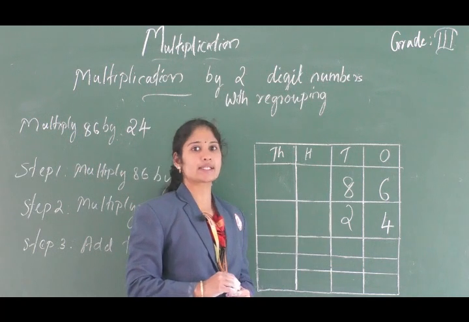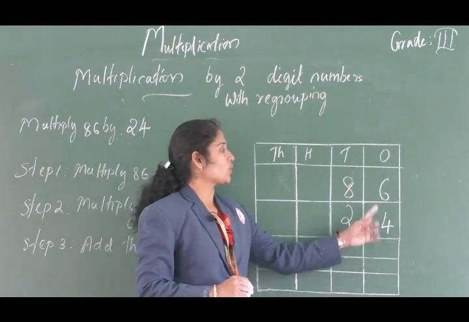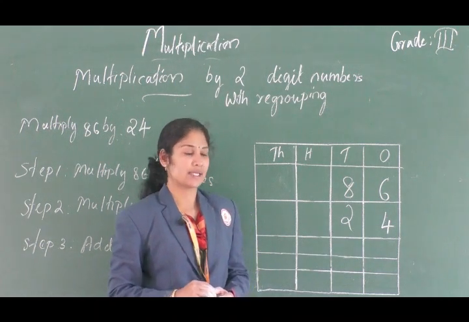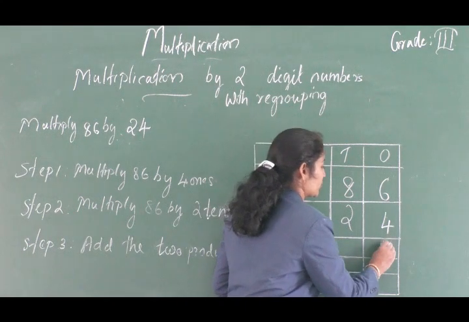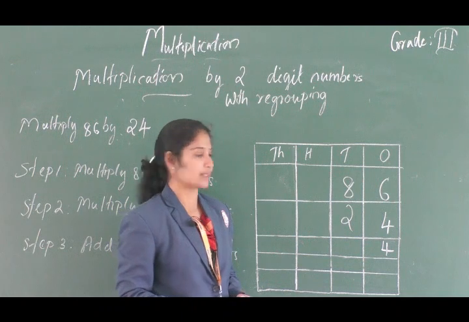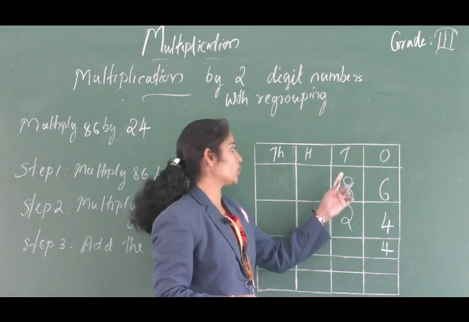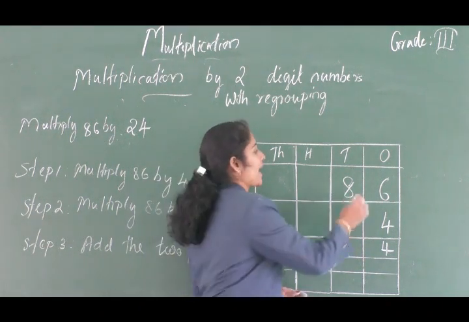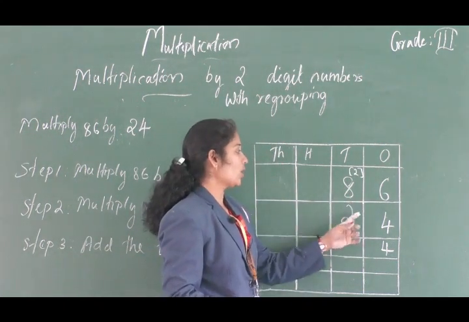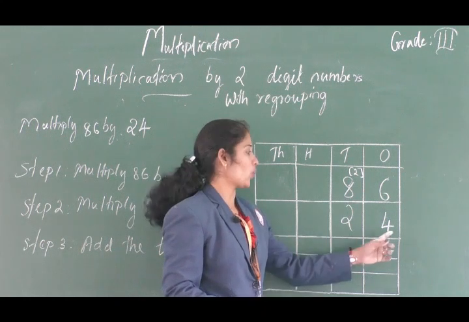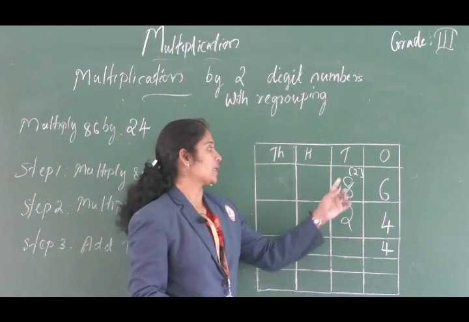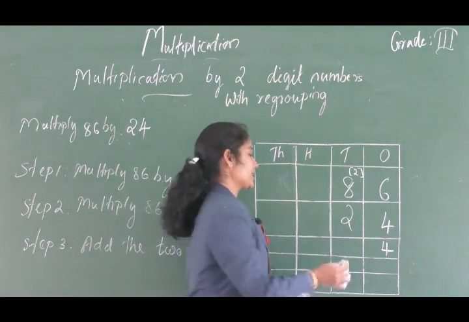What is our first step? Yes, 86 into 4 ones. So 6 ones into 4. What is 6 into 4? Yes, 24. 24 we can regroup as 2 tens and 4 ones. So we can write 4 in the ones place and carry 2 to the tens place. Now we have 8 and 4. What is 8 into 4? Yes, 32. 32 plus 2, 34.